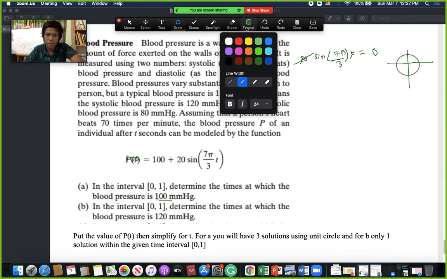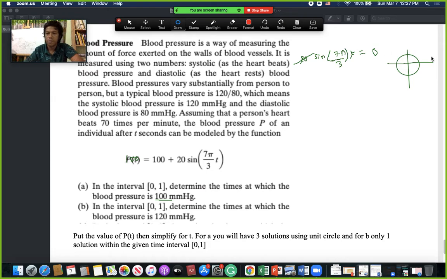For sine 0 degree, where do we have sine 0 degree? At this point we have (1, 0). That means sine 0 degree we have here. Then this is (-1, 0). That means sine 0 degree we have here also.